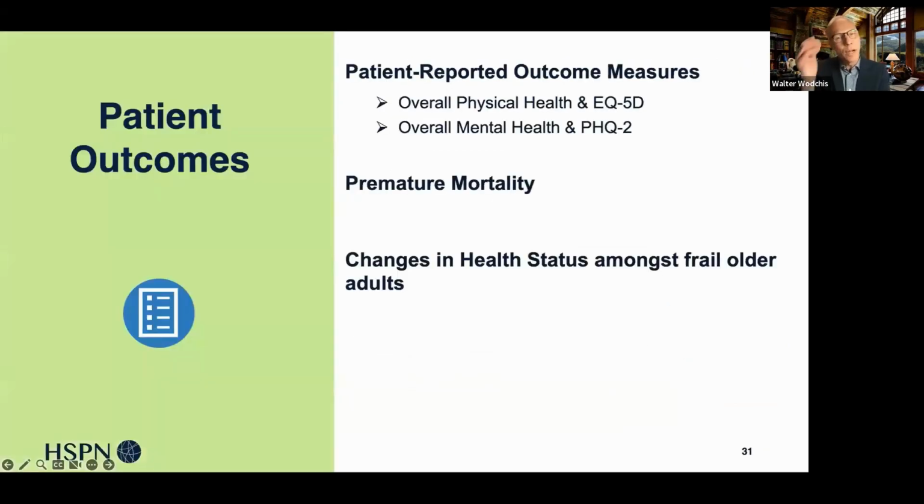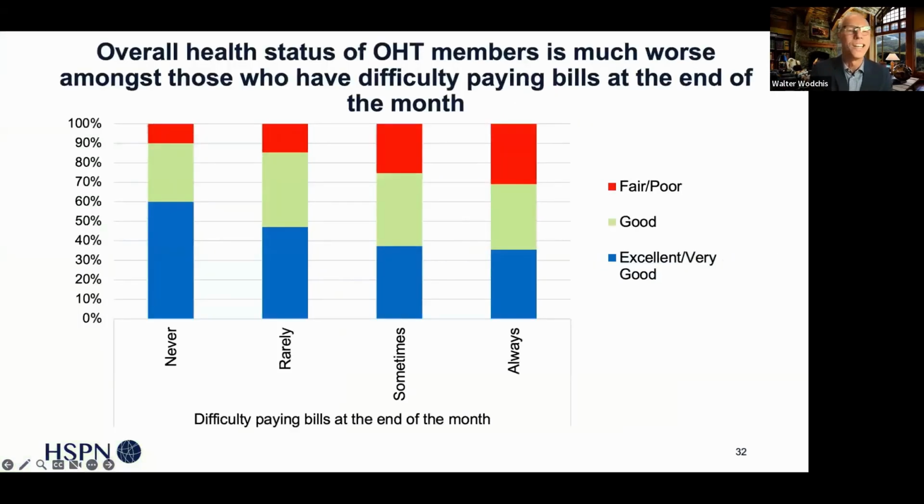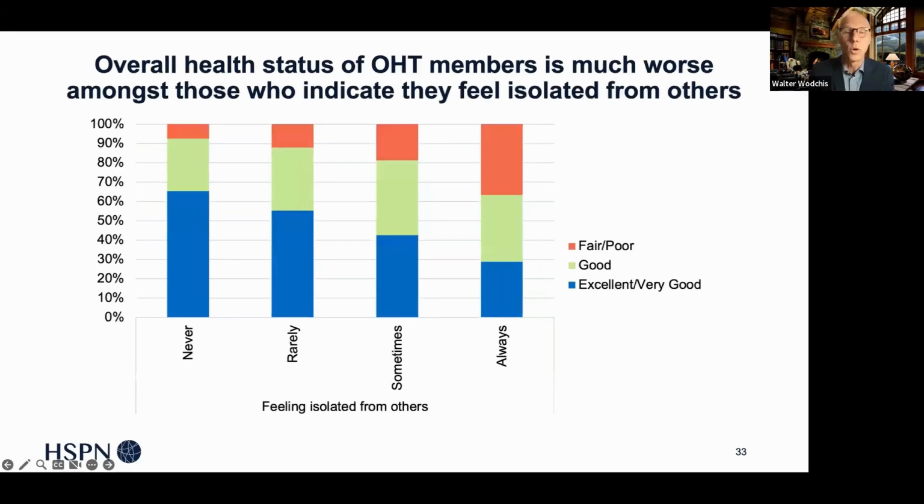So what about patient outcomes? Here again, we're going to start with the patient-reported outcomes first, and then we're going to have the more population ones. Here, this is overall self-rated health: fair to poor, good or very good, and excellent, according to difficulty in paying bills at the end of the month. You can see a very clear gradient here: as people have more difficulty paying bills, they are definitely less likely to be excellent or very good, and more likely to be in poor health.